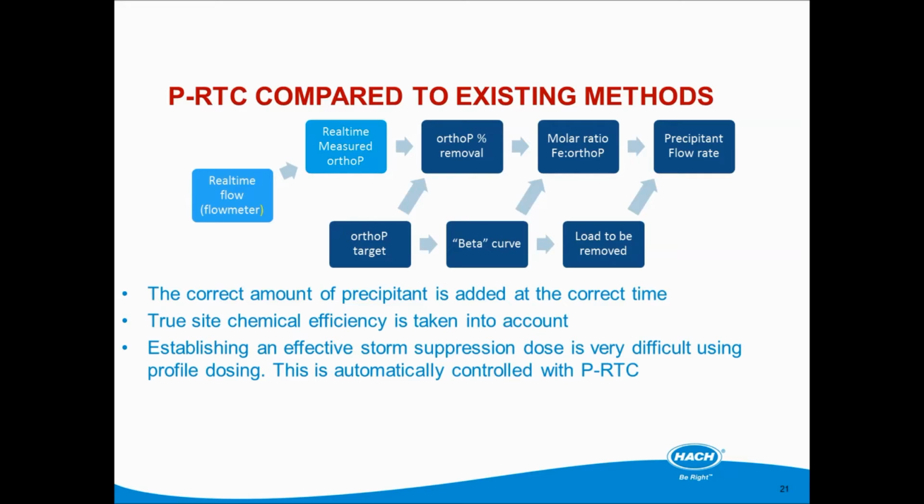It also assumes a feed-forward system is employed, dosing precipitant into the screened sewage with the floc forming in the primary settling tanks. PRTC can also operate as a feedback controller, measuring in the final effluent and controlling the precipitant dose before the mixed liquor enters the final settling tanks.